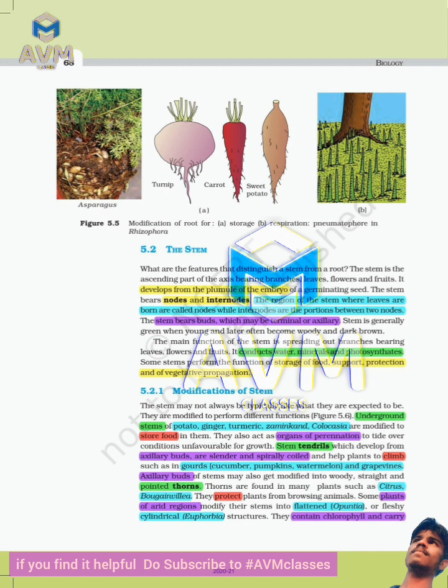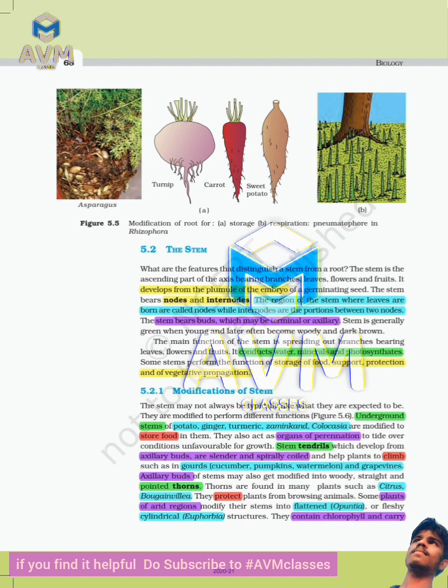Stem tendrils which develop from axillary buds are slender and spirally coiled and help plants to climb, such as in gourds and grapevines. Axillary buds of stems may also get modified into woody, straight and pointed thorns. Thorns are found in many plants such as Citrus, Bougainvillea. They protect plants from browsing animals.